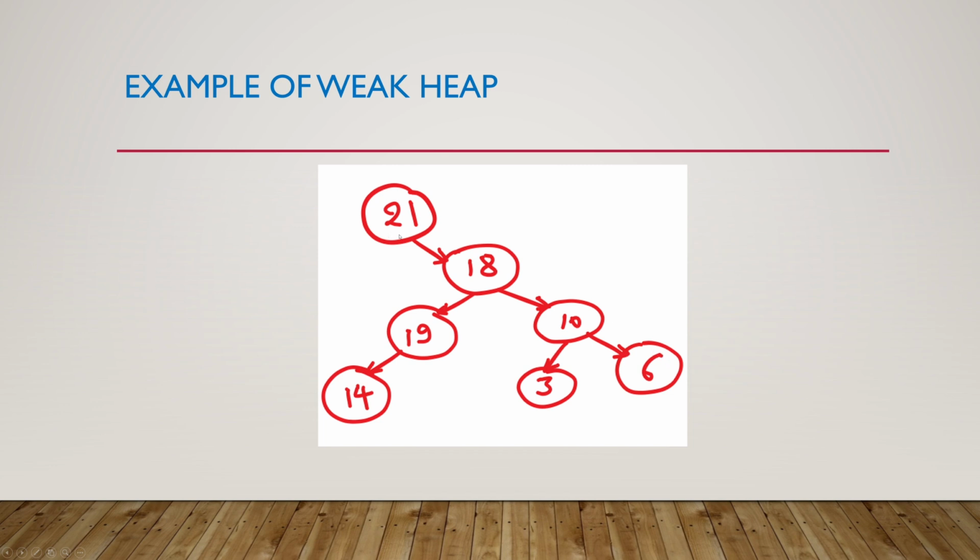So that is not a property. It can or it cannot happen. It's allowed. So if we go from 21 to 18, that is fine. 18 to 10 is fine, but 18 to 19, here we are moving ahead of 18, but that is allowed in a weak heap. So that is also one point to consider.